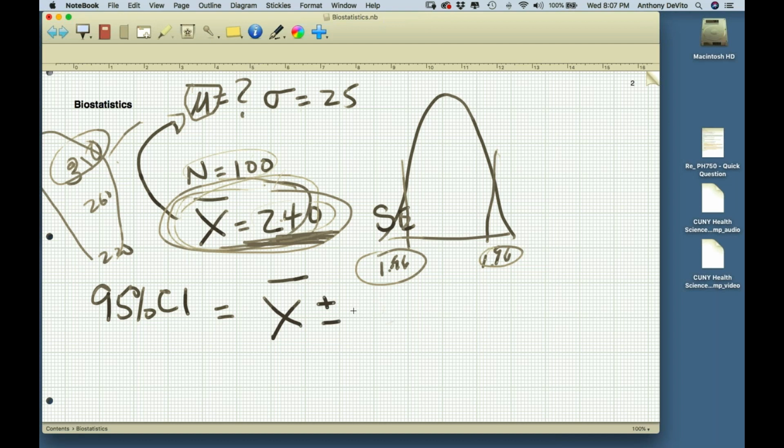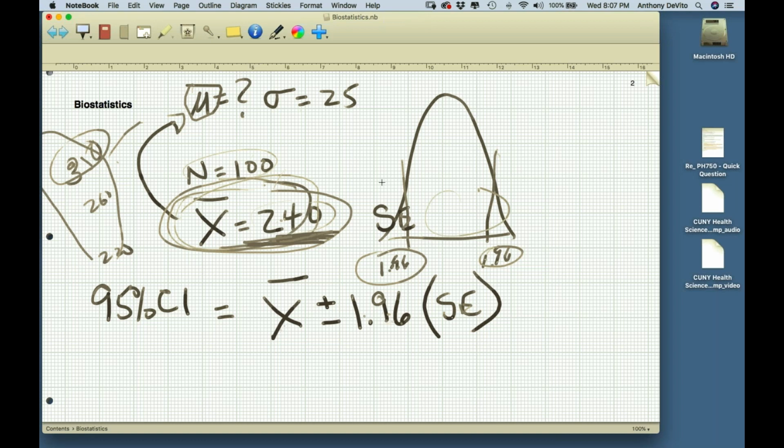Well, wait a second, though. It's not really 2, right? It's really 1.96 times, and since I'm adding and subtracting standard errors, I want 1.96 standard errors above and below the mean. So I'm going to multiply 1.96 times the standard error, whatever that happens to be, for this particular sample. This is the sample distribution, and I'm going to add and subtract that from the mean.